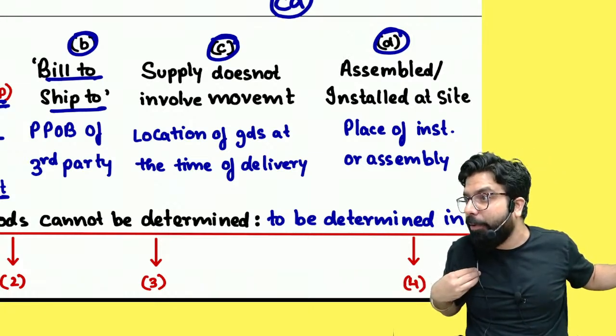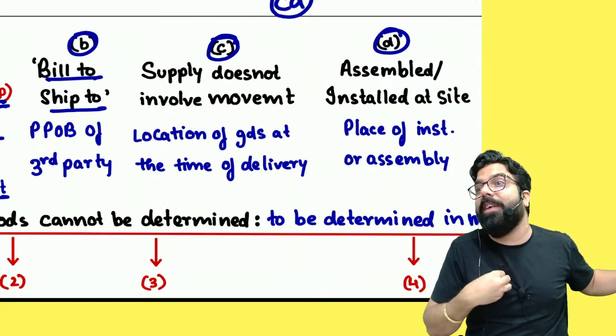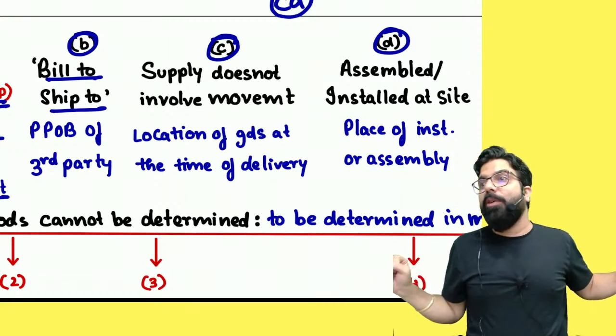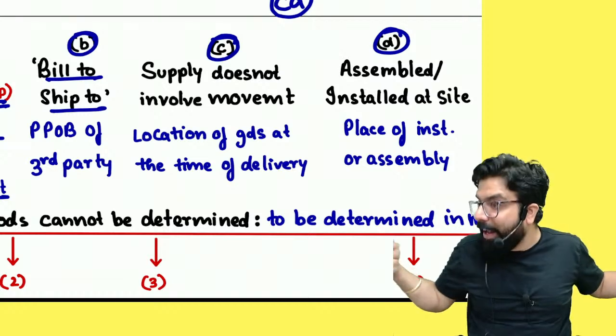He'll bill it to me, right, everyone? So what is my location? That will be the place of supply for him. Are you guys able to understand? Supply is from Delhi. I am in Karnataka.